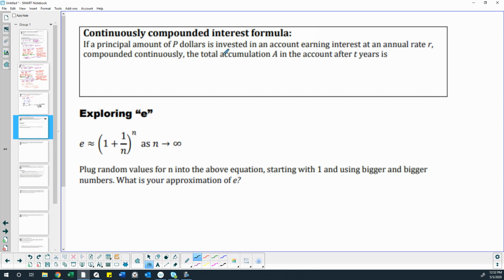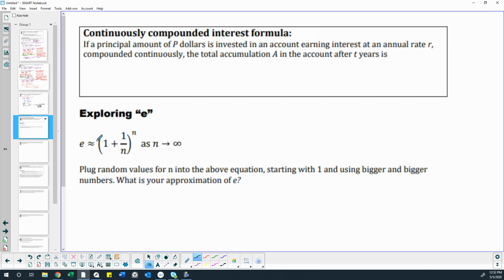All right, the interesting thing is we can actually compound interest continuously if we use the value e. Now, up to this point, we've been using e, but we didn't know exactly what it meant. So we're going to explore e a little bit here, because e is defined as 1 plus 1 over n to the nth power. You might recognize that from the formula we've been using. But e is accurate as n approaches infinity. As n gets bigger and bigger, e gets more and more accurate.